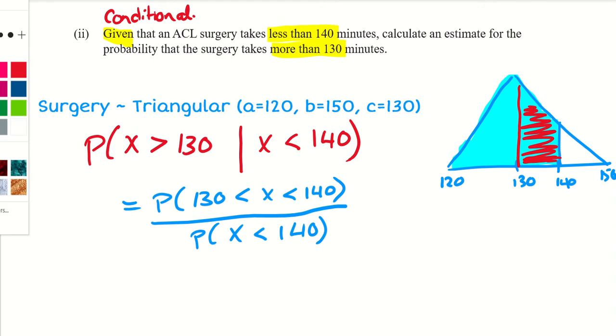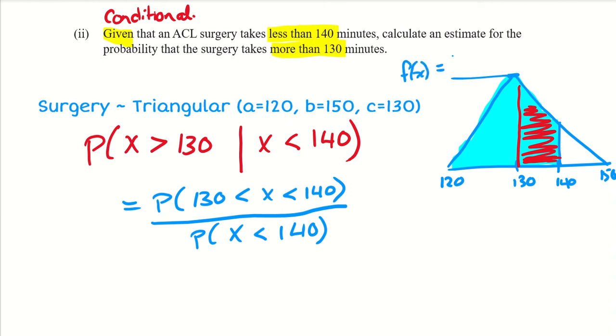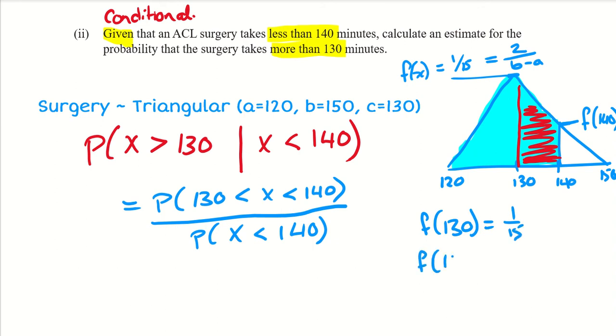What we know from our previous question is that if I was to find that f of x value, the height here, we found that already, that was 1 over 15. And that was using our formula 2 over b minus a. Okay, so I know the height at 130. I now need to work out what the height is at 140. Okay, so that's what I need to do first before I can calculate probabilities, is find that height. So I know f of 130 is equal to 1 over 15. And now I need to find f of 140.